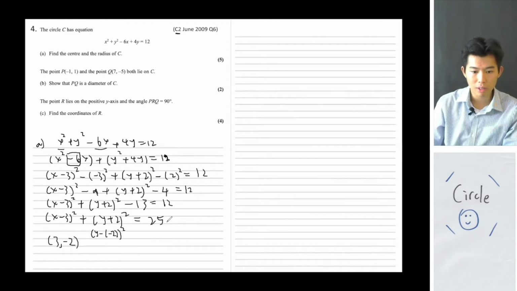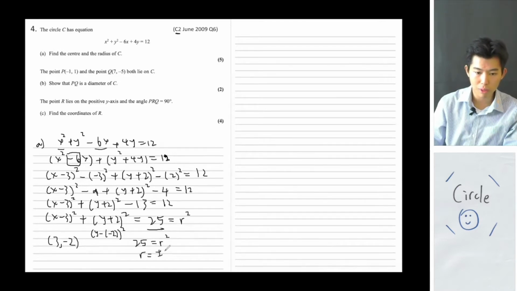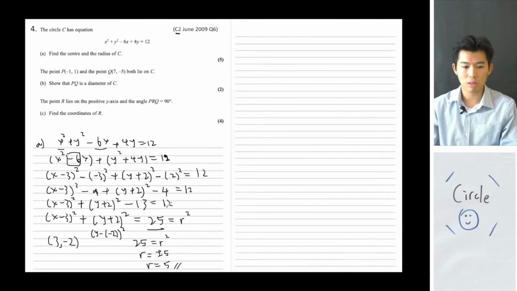And for the radius, this one here would be equal to r squared. 25 equals r squared. r would be equal to plus or minus 5, and radius cannot be negative, therefore r would be equal to 5. And here's the answer for part A.